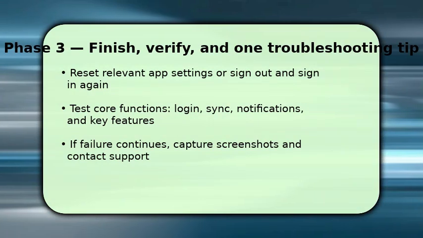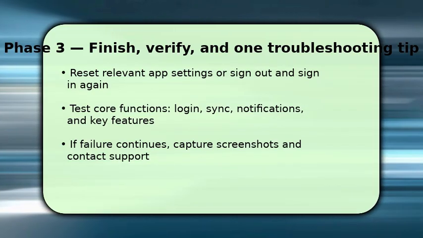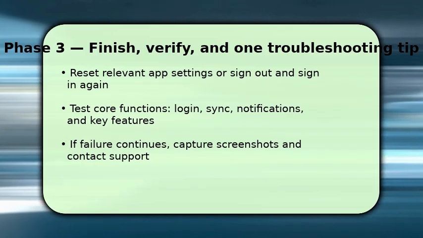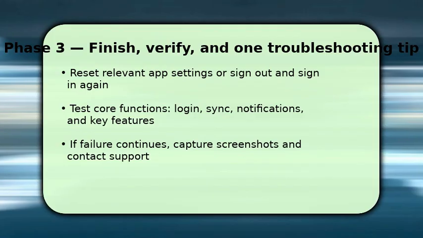To finish, reset specific app settings or perform a sign out and sign in to refresh user tokens and session state. This often clears invisible authentication problems. Then, methodically test core functions: logging in, syncing data, receiving notifications, and the app's primary workflows. If everything works, monitor for a few cycles. If issues persist, capture screenshots, exact error text, and steps to reproduce, then contact support. One key tip: reboot and retry after each major change so you can isolate what fixed or broke the app.